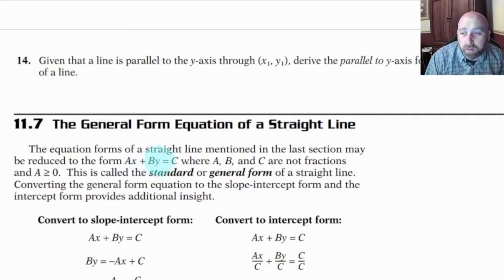The B term, or the Y term, excuse me, is the B coefficient. So the A is the coefficient of X, the B is the coefficient of Y, and then the C is the constant term. So it doesn't have a letter with it. It's just always on the other side of the equal sign. Notice it also says A, B, and C are not fractions. So we need to multiply by the LCD, least common denominator, and that way we can turn everything to no fractions. That's the format that you need for these.